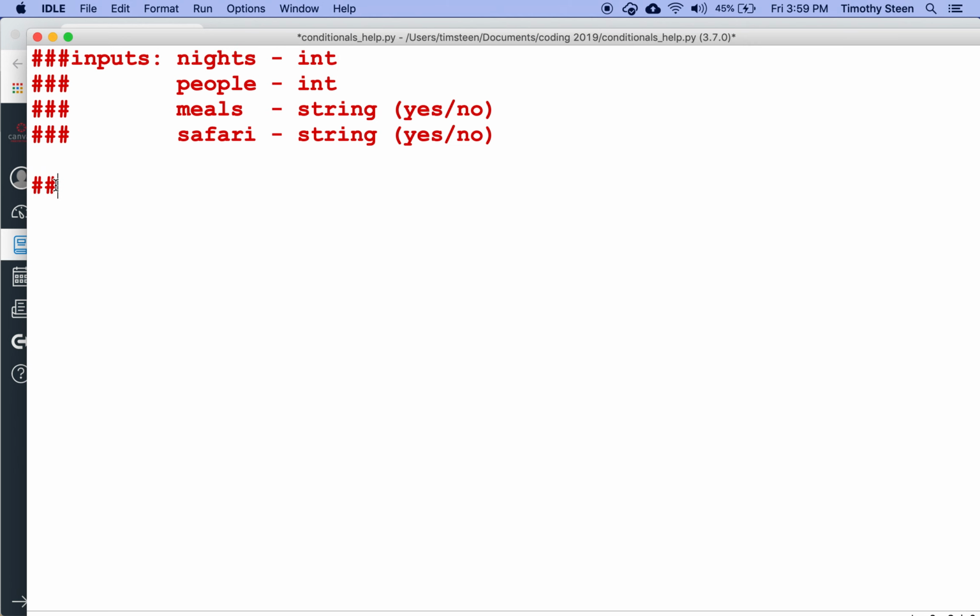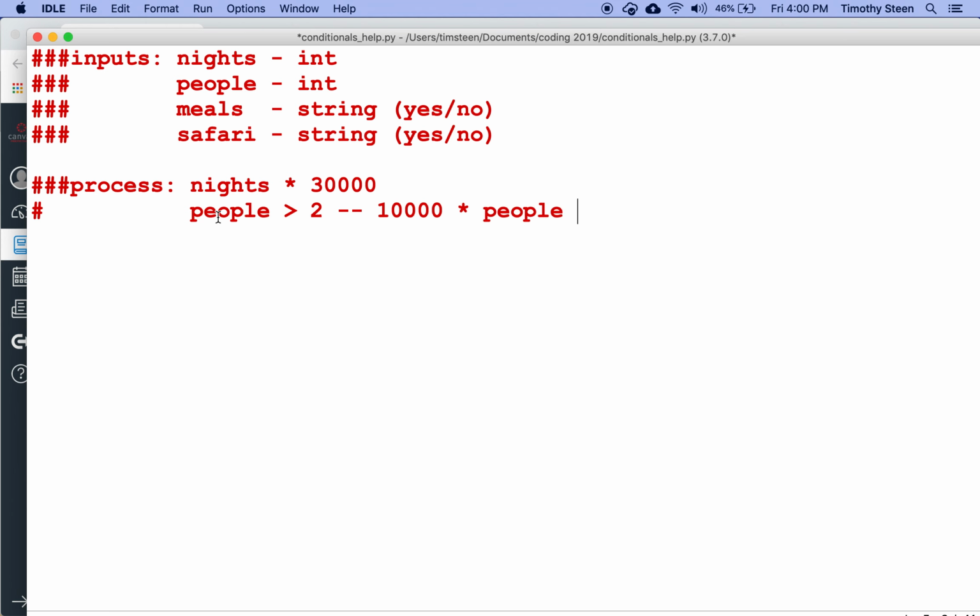How would you calculate nights? We're going to do processing now. The nights is just the number of nights they want to stay times 30,000 shillings. So we could just do something like that. The people is maybe one of the more interesting ones in here, because if the people are less than two, everything is fine. The price won't go up at all. But if the people are greater than two, they need to pay 10,000 shillings times the people times the number of nights, because you have to charge them some extra for every night. I'm going to come back to that one in just a minute.